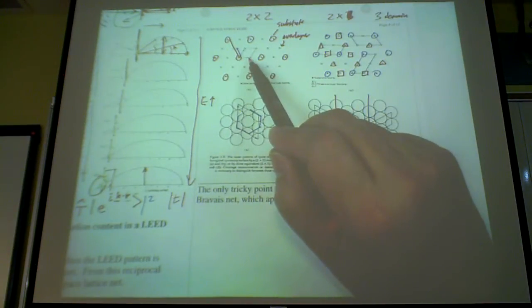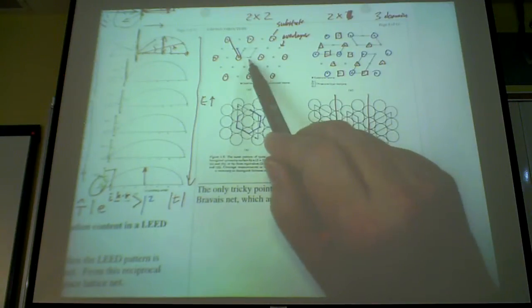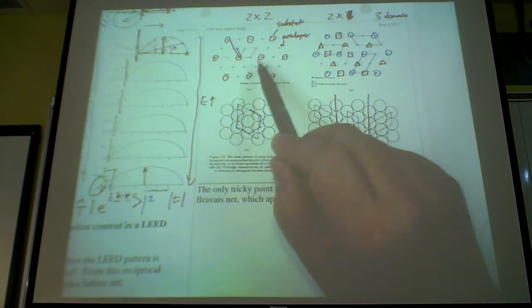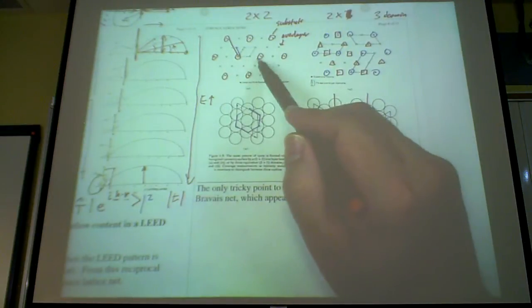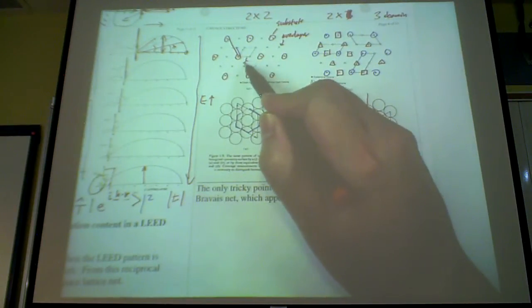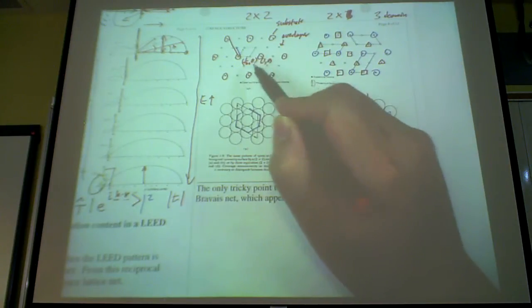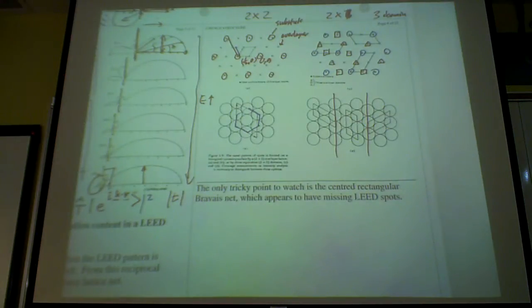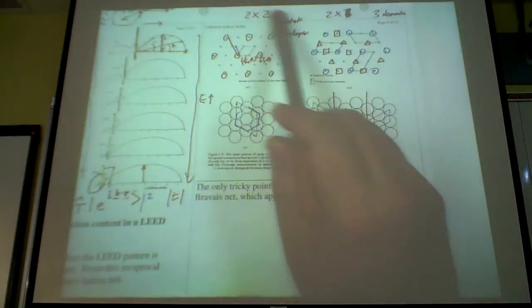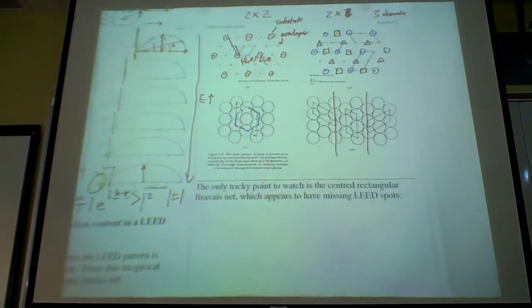So this therefore corresponds to 2 by 2, because in real space you actually have twice the distance in order to generate a 1/2 0 spot. This would be my 1 0 spot like this. Everybody follow that? I'm talking about my reciprocal space here.